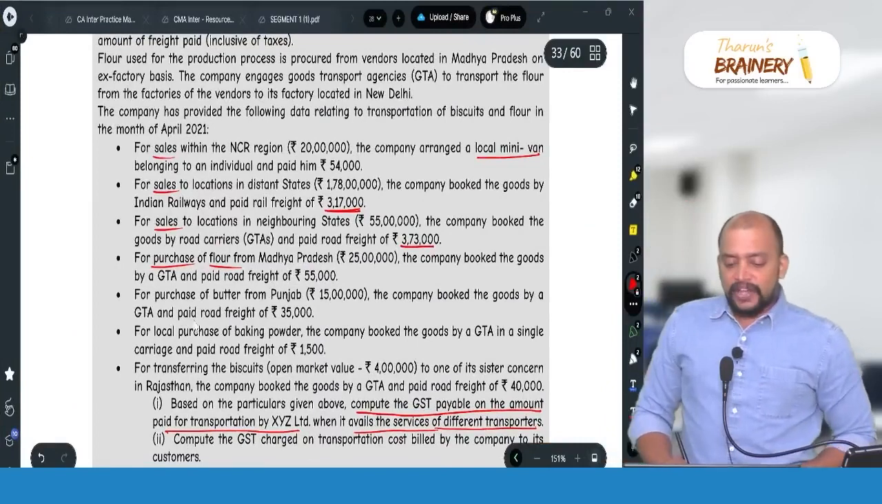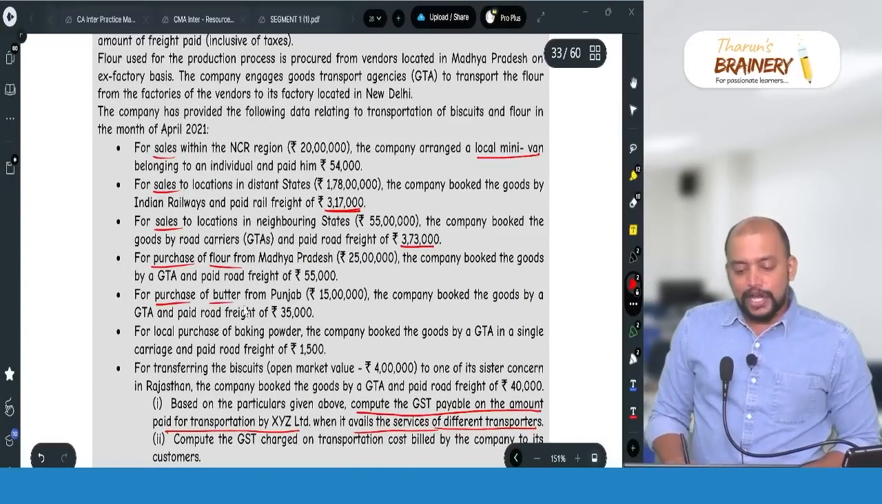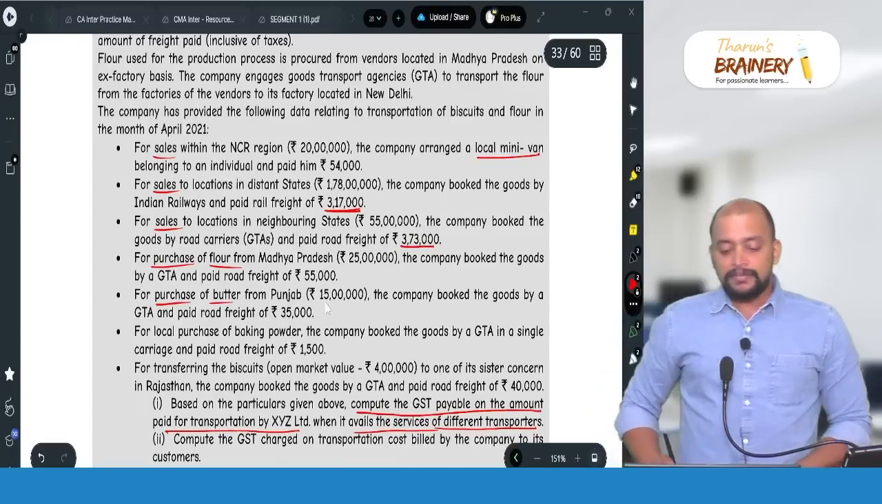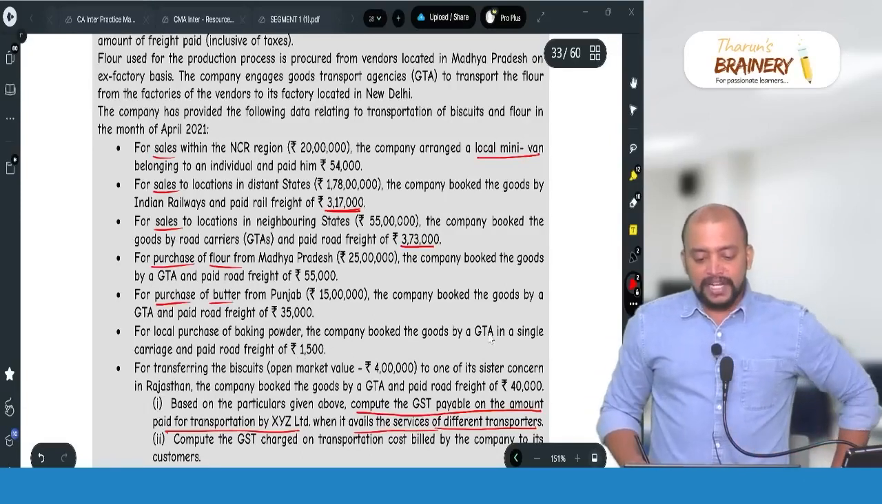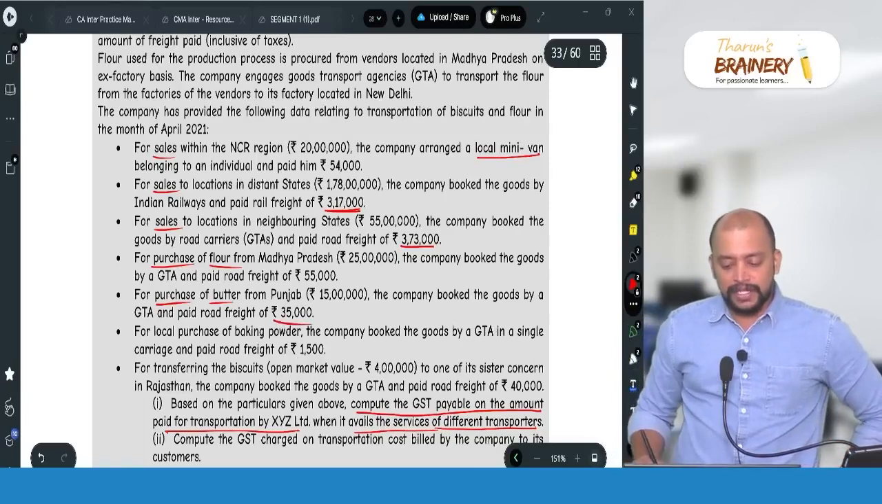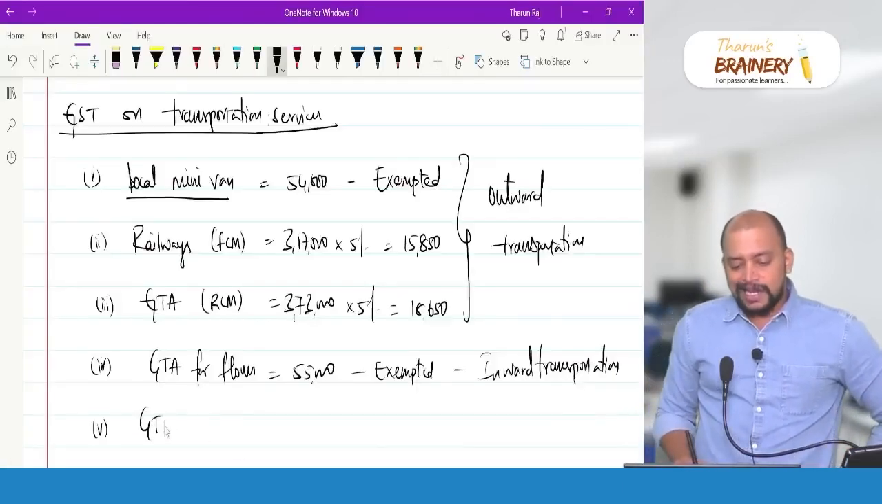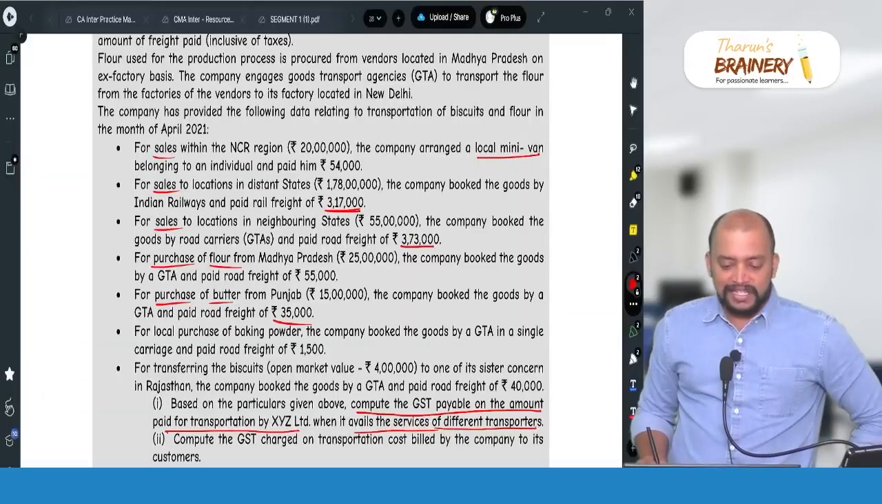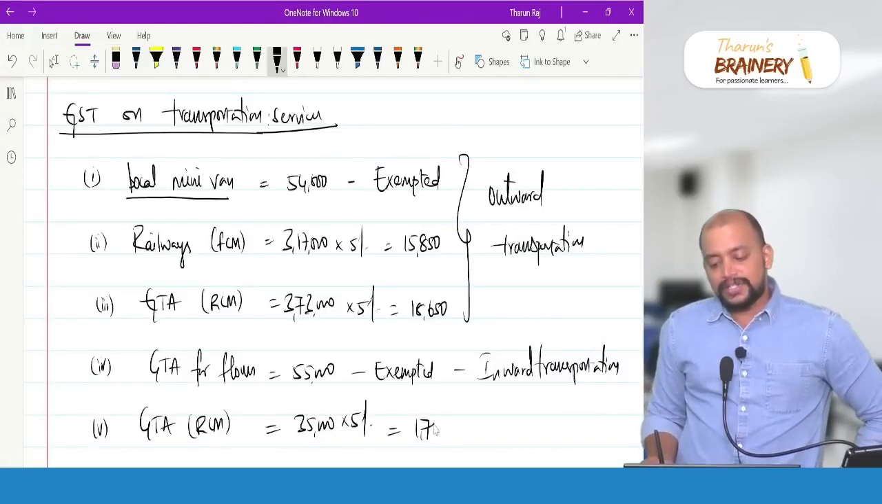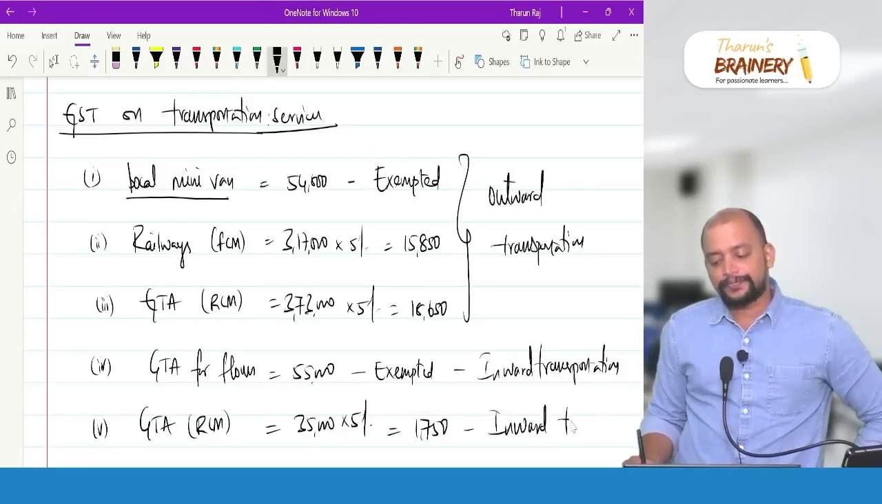Then point number 5, for purchase of butter, butter is not notified goods, milk is notified, salt is notified, but butter is not notified. So, that will be taxable under RCM, freight of 35,000. So, GTA, RCM, so how much is the freight paid? 35,000 at 5%, 1750, again this is also inward transportation.